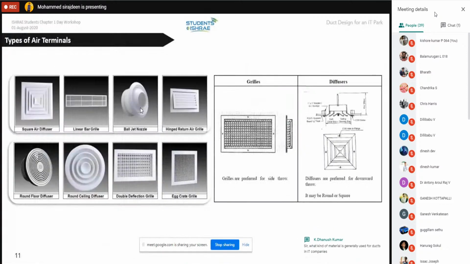Then the types of air terminals available. What are the types of air terminals? Generally, grill or diffuser are the most common terms. But other than grills and diffusers, there are jet nozzles, linear bar grills, square diffusers, and round diffusers. There are even diffusers available for the floor. You may know what a false ceiling is, but you should know that in a server room there will be a false flooring.